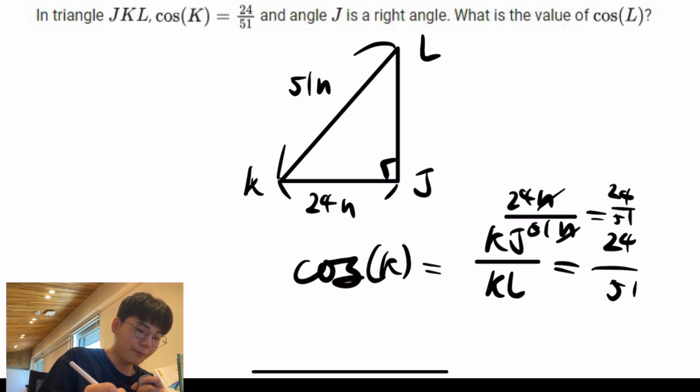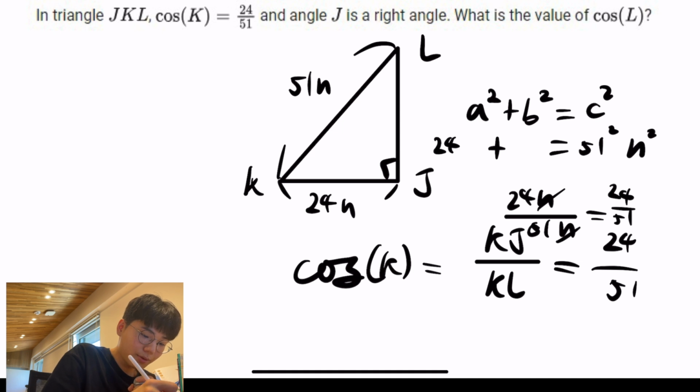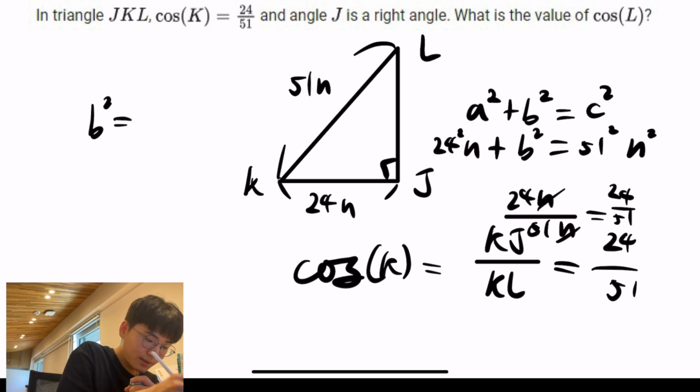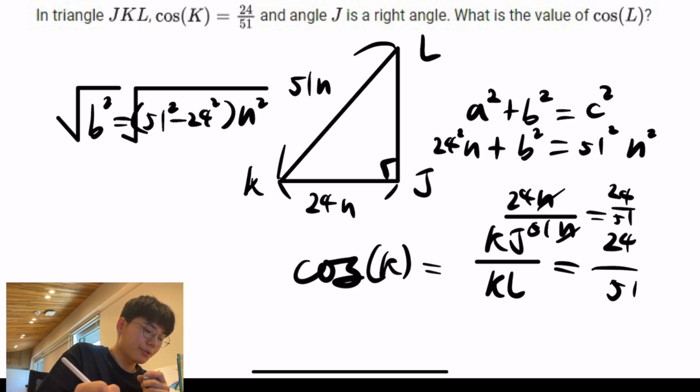What do we want here? We need to look at cosine L. Okay, what is cosine L? We all know this: c here is 51n to the power of 2, KJ is a here, which is 24n, and b to the power of 2. So what do we get for that? We get 51 squared minus 24 squared, times n to the power of 2. And then you just put a square root over them, and you're good to go.